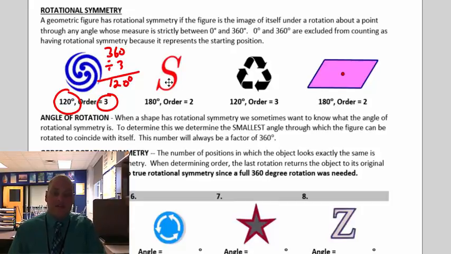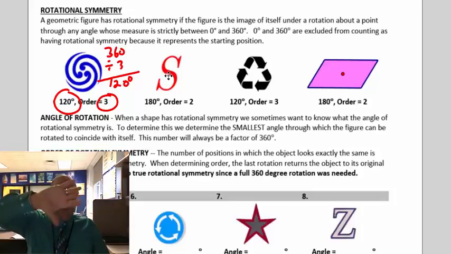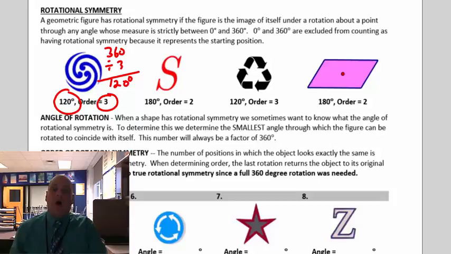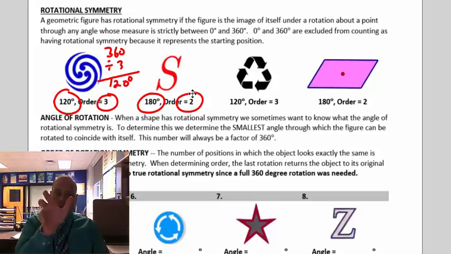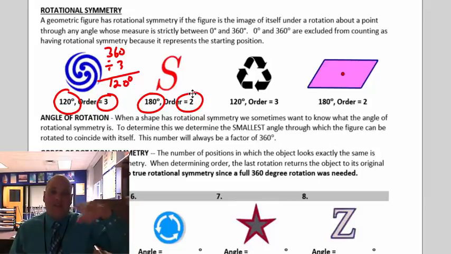How about the letter S? The only way to get the S to look the same is if you rotate it upside down, and that's 180, right? So 180 rotation, and that's an order of 2. Why? Because you can do it twice, boom, and then boom, again. Flip it upside down, and then flip it upside down again. You're back to where you started. However many times it takes to get back to where you started, that's the order.